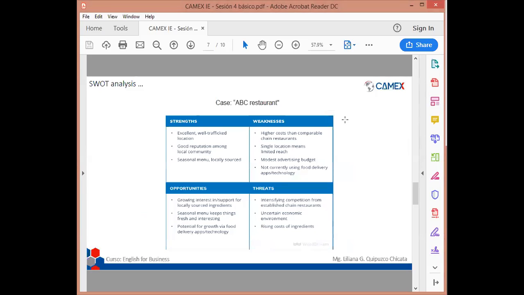And finally, not currently using food delivery apps technology. It is also a weakness, but it is a weakness of nowadays, because a couple of years ago, a company, or in this case a restaurant, that didn't use apps, it was okay. But now that people tend to just go into their cell phone and ask for food via domicilios.com or maybe Rappi or Globo, if we don't have that, that will be a weakness for us because we are going to be losing potential clients. So it won't be good, right?